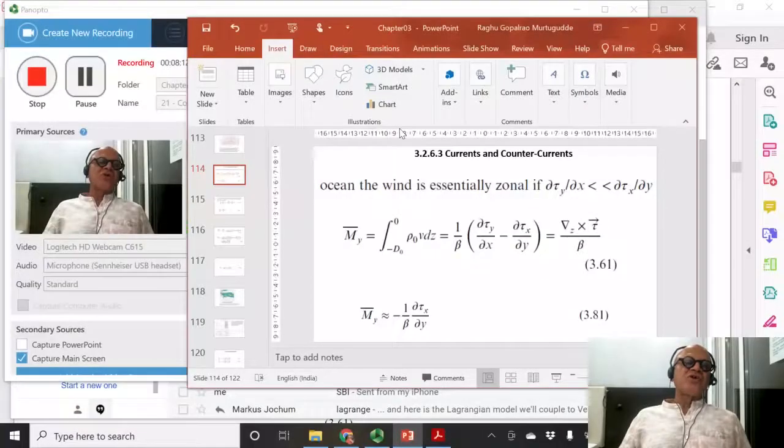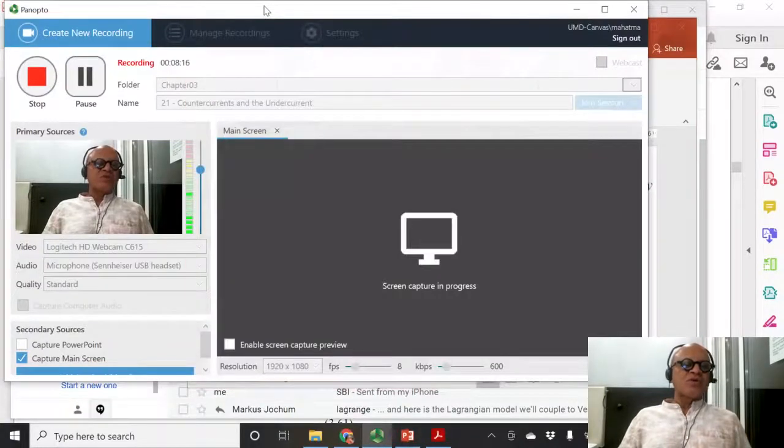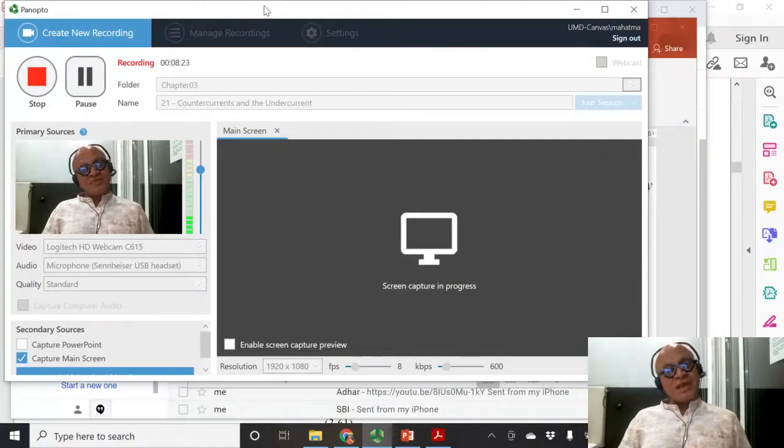equatorial undercurrent. So that's the story of this chapter, which is kind of long but has a lot of beautiful, elegant, important concepts which we will now try to apply to various situations of tropical dynamics of the atmosphere and the oceans.